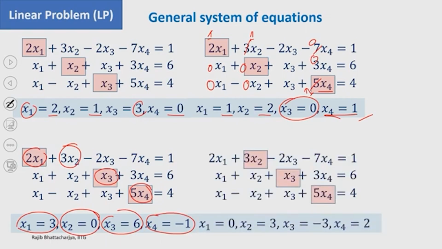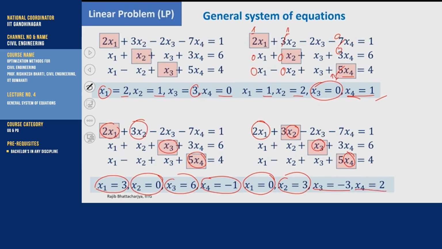Now, in the fourth combination, if I consider that x2, x3 and x4 are basic variables and x1 as a non-basic variable, then the solution is that x1 will be 0 as it is non-basic, and x2 equals 3, x3 equals minus 3, and x4 equals 2. So, I can evaluate all the combinations, and finally, I can tell that this is the solution.